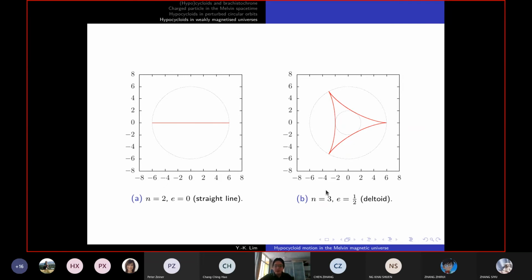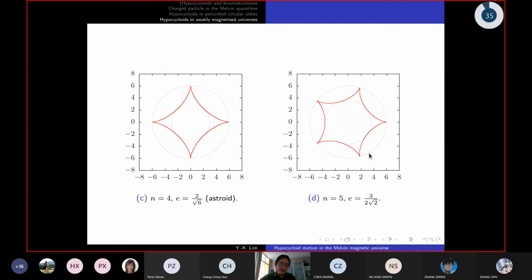If I want n equals 3, I put this into the equation. The charge that you need turns out to be half. So if I put a particle of charge half into the simulation and run the code, I do get the shape of the deltoid. And then n equals 4, I will get the asteroid. This is the charge that you need. If I put in n equals 5, it will give me this charge, and if I run the code, I will get this shape. And I don't believe this has a special name. It's up to asteroid only.